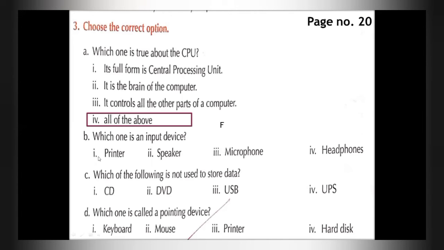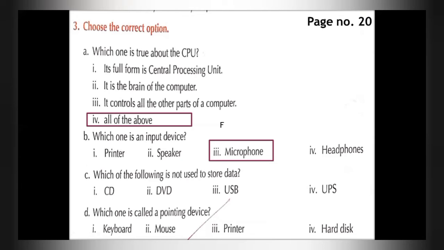Number B is, which one is an input device? You know that input devices are used to enter information into the computer. So which one is an input device in all of them? Number 1 is printer. Number 2 is speaker. Number 3 is microphone. Number 4 is headphone. Give me your answers on the chat box.